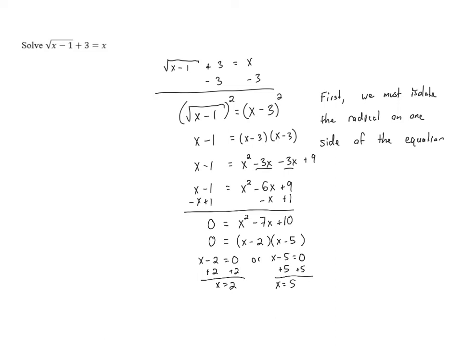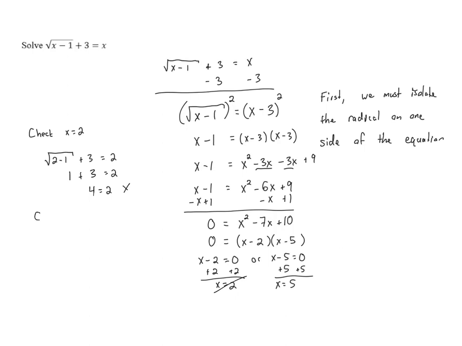So there are two potential solutions here, and we need to check both of them to see if either of them is extraneous. So let's start by checking x equals 2, and we're always going to check these in the original equation. So if we plug in 2 for x, this gives us the square root of 2 minus 1 plus 3 equals 2. Well, 2 minus 1 is 1, and the square root of 1 is just 1. So this becomes 1 plus 3 equals 2. However, 1 plus 3 is 4, and we know that 4 is not equal to 2. So what that means is that that's not a real solution. It's an extraneous solution. So we throw away x equals 2.